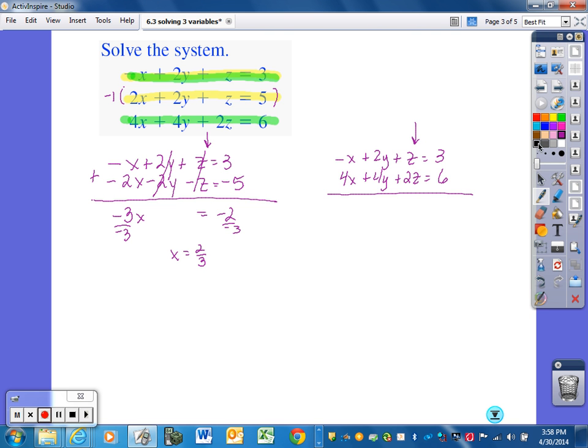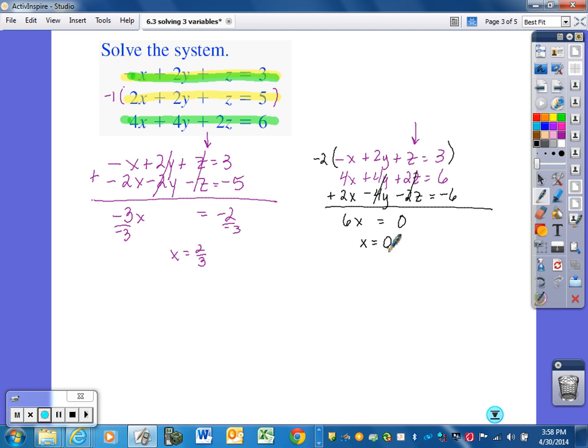To do that, I have a positive 2z. To eliminate it, I need a negative 2z. So I have to multiply this top equation by a negative 2, which gives me positive 2x minus 4y minus 2z equals negative 6. So I get 6x, y's drop, z's drop, equals 0. I get x equals 0.